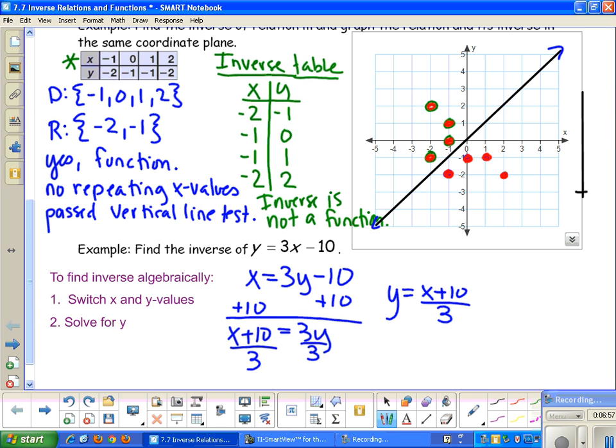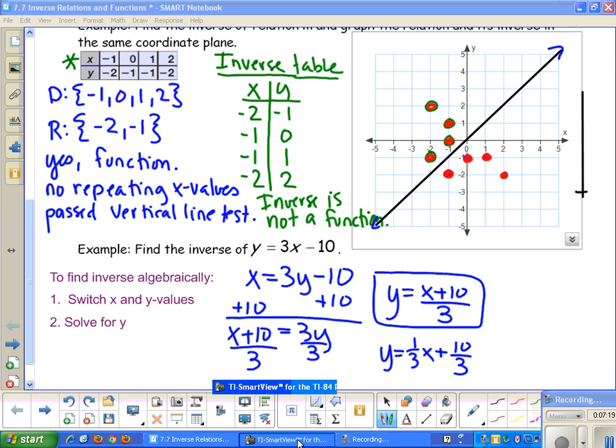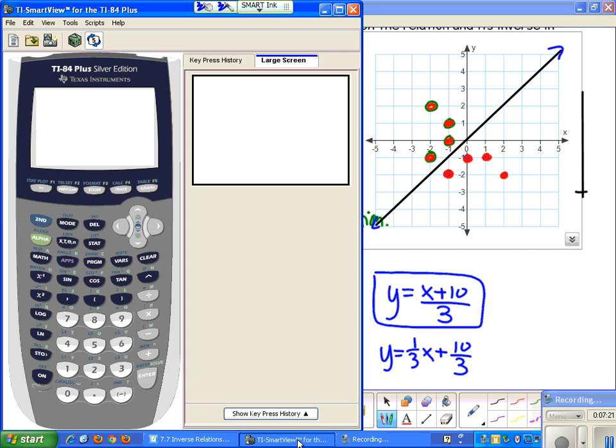You can also write this as y equals, separating these two, 1/3 x plus 10/3. Either way, it would be fine for your equation. So I'm just going to leave it like this for now. So this is my inverse. Now, for this inverse, if we wanted to figure out whether or not this was a function, the way that I would do this is I would plug it into my calculator, and I would look to see, does it pass the vertical line test?